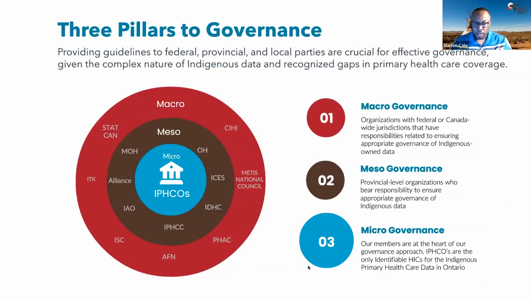Now, as I spoke about the different pillars, this just gives us a graphical representation of that. Looking at the federal, as I said before, organizations with federal-wide jurisdiction have responsibility for ensuring that Indigenous data governance is adhered to. Then we have a lot of meso partners, right? We have a lot of provincial partners that our sector works with. We work with MOH, and this is just a quick and dirty way of looking at how we view the governance pillars for IPHCC and our sector.